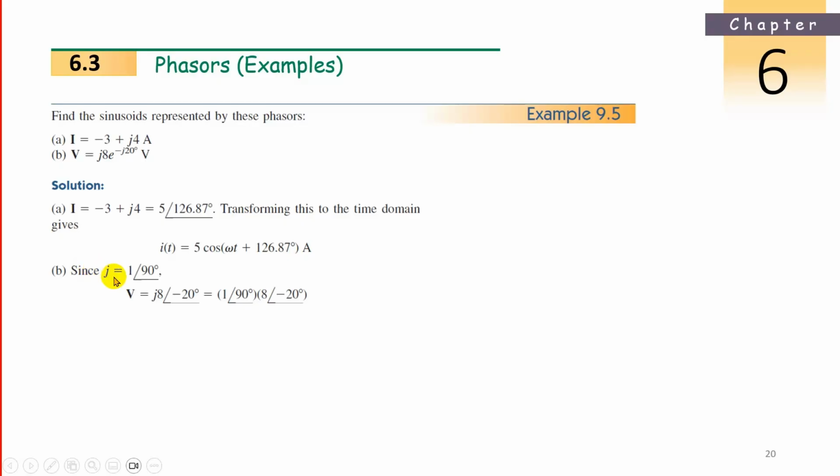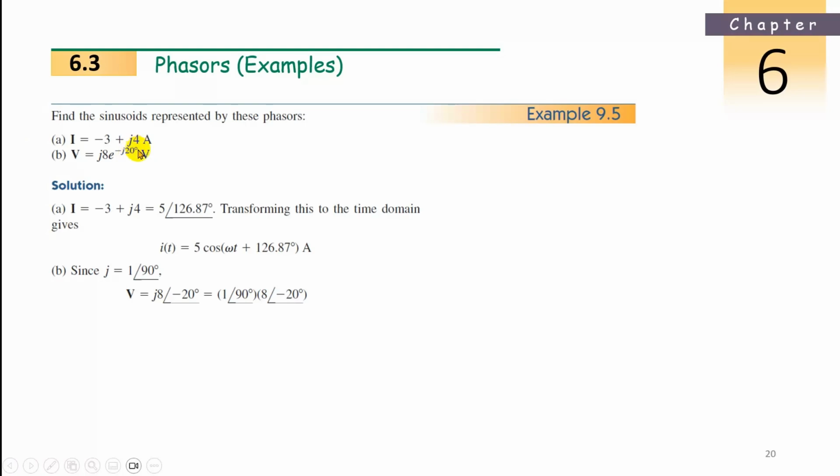So next, now another thing, B. V is equal to j8 e power minus j20. Now we know what j is. j is nothing but plus 90 degrees. j is nothing but 1 at an angle 90, meaning leading. When j is an imaginary part, we always have to add 90 degrees if we want to remove the j. Now I want to remove the j from this V equation.